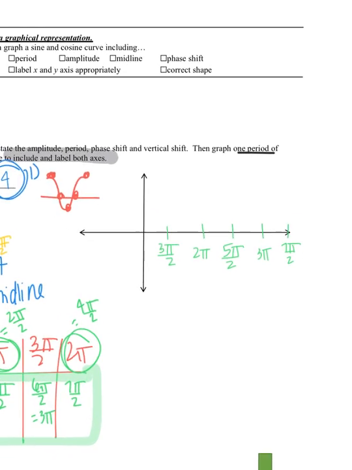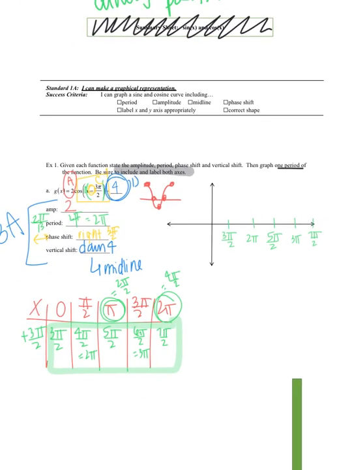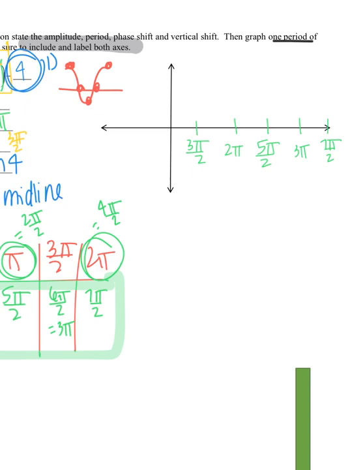Now to label my y-axis, first let's label our midline. So our midline is down 4. So at negative 4 is my midline, and from my midline I am going to use my amplitude. So from the midline I can go up 2 and down 2. So the maximum my graph will go is negative 2, and the minimum my graph will go is negative 6.